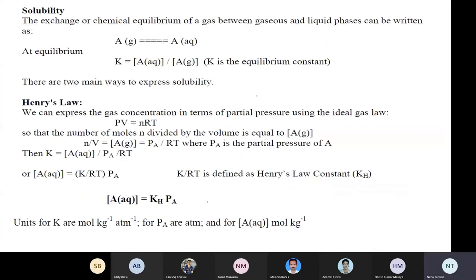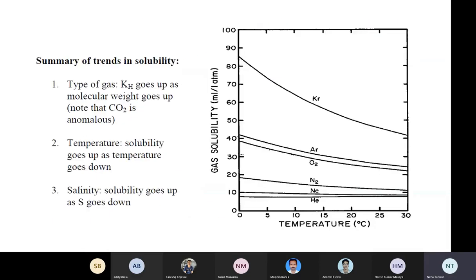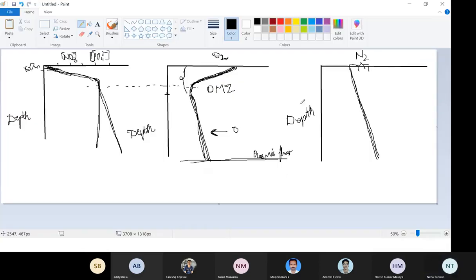We have discussed this. So biology is actually the sink for the nutrients, right? And respiration is releasing those nutrients back.